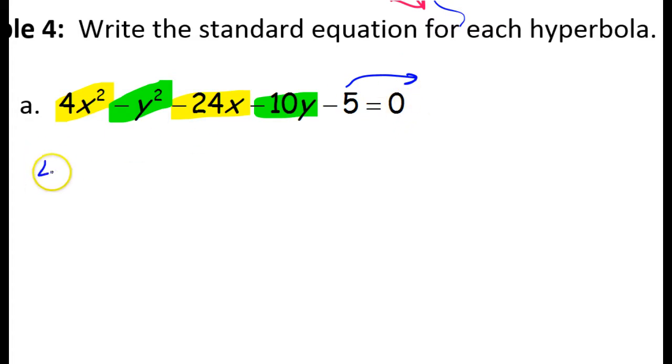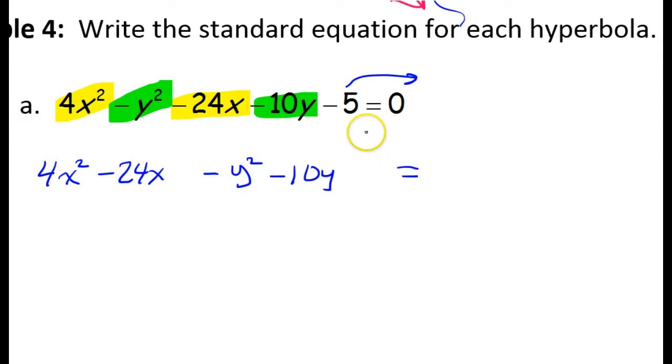So when I rewrite this, I'm going to have 4x squared minus 24x. All right, now I've got my x terms together. And then I will have minus y squared minus 10y, now my y terms are together, is equal to positive 5. I added 5 to both sides.